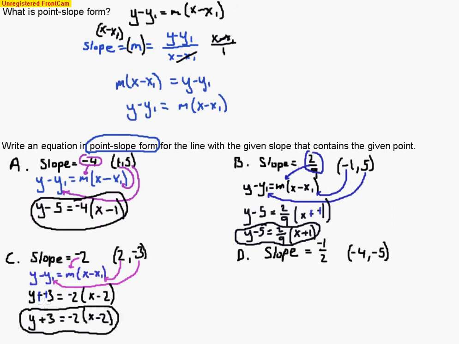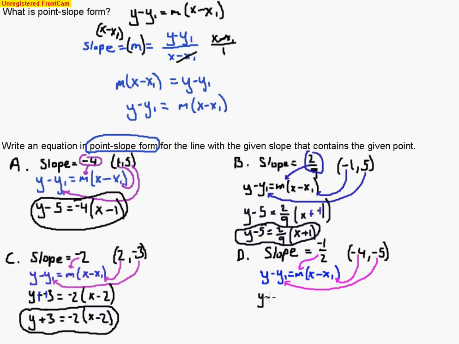Well, one last problem to try, and this one has two negative values for the components of the ordered pair. So again, we'll just start by rewriting our problem. Y minus y1 equals m times x minus x1. And we're going to go ahead and do some substitution. So we'll take this negative 1/2, that goes in place of m. The negative 4 is the x value, that goes in place of x1. Negative 5 is the y value, goes in place of y1. So we go ahead and do the substitution. This is what we would have.